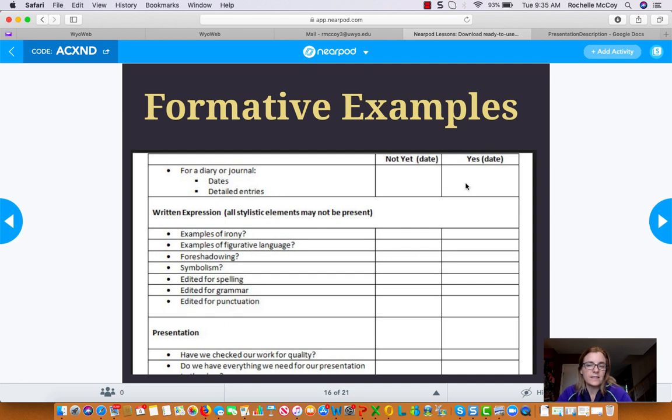Okay, so here are some more formative type examples. This is a writing one, so just fun. This could be the teacher tracking it or the student, that they were able to do these things, not yet or yes. So maybe you were just tracking it all in one day, or maybe you kept this as an iterative checklist, so then you just kept going back and adding to it.